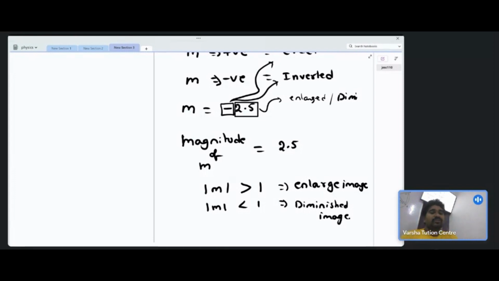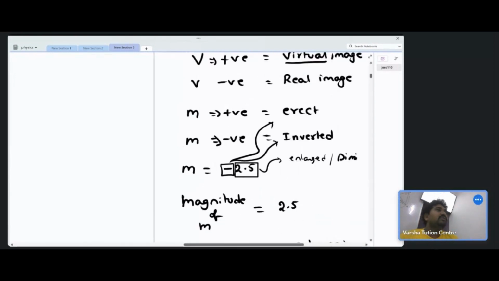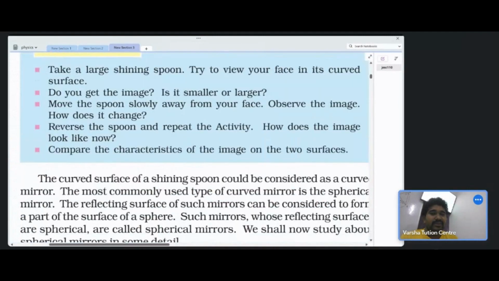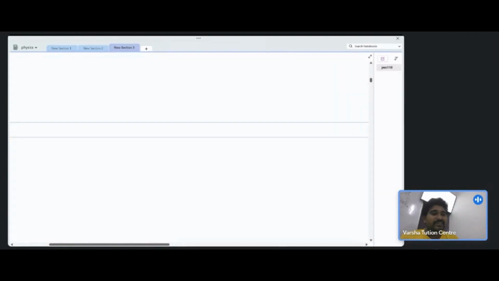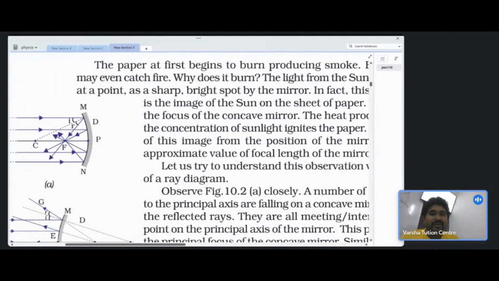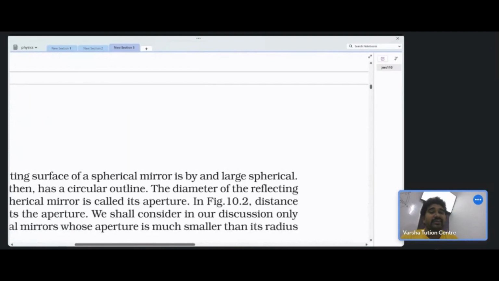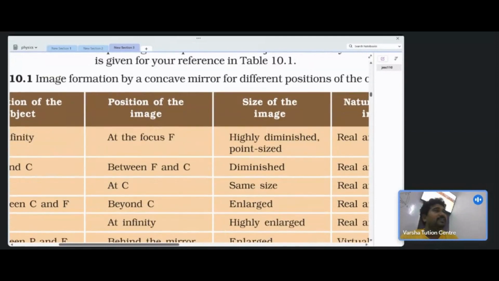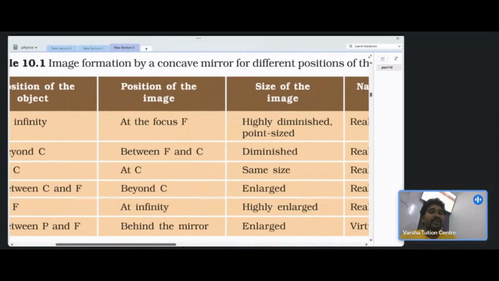Now I will go to the table and on that we will indicate how V will be, how U will be, and how M will be for specific cases. Sir, what do you mean by specific cases? Yes, sir. For example, if the object is placed here, what will happen? Like that, we have so many specific cases, right? Yes or no? About that I am talking.